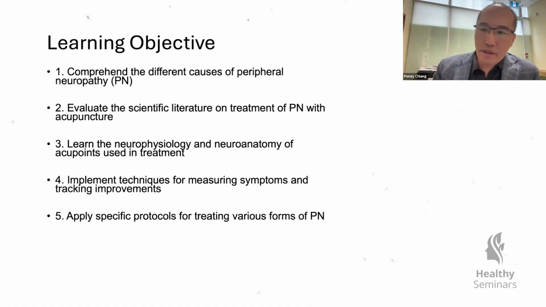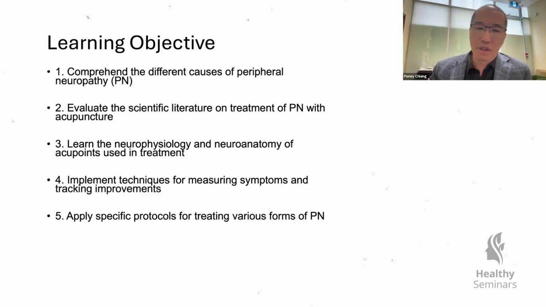Let's get started. The learning objectives for today are to introduce you to the different types of peripheral neuropathy and its pathoetiology. We're going to look at the literature about how acupuncture is effective for different forms of neuropathy. In order to know how to treat specific nerves, we need to review the neuroanatomy of the extremities and their corresponding acupuncture targets, which is the bulk of my research in the past few years.